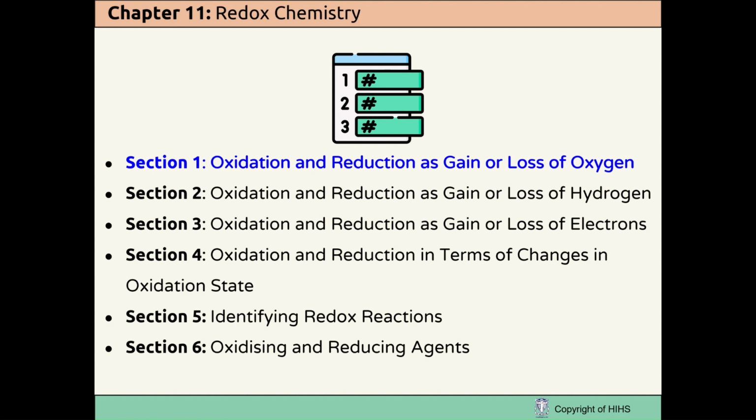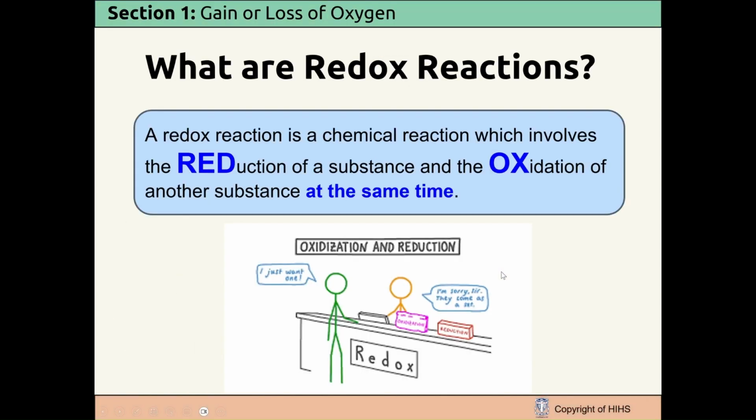The first 4 sections are different ways where you can identify whether something is oxidized or reduced. And then section 5 will be identifying redox reaction given a chemical equation. And lastly, you will be seeing how there are different oxidizing agents or reducing agents and how we can utilize them. Okay, so what is a redox reaction?